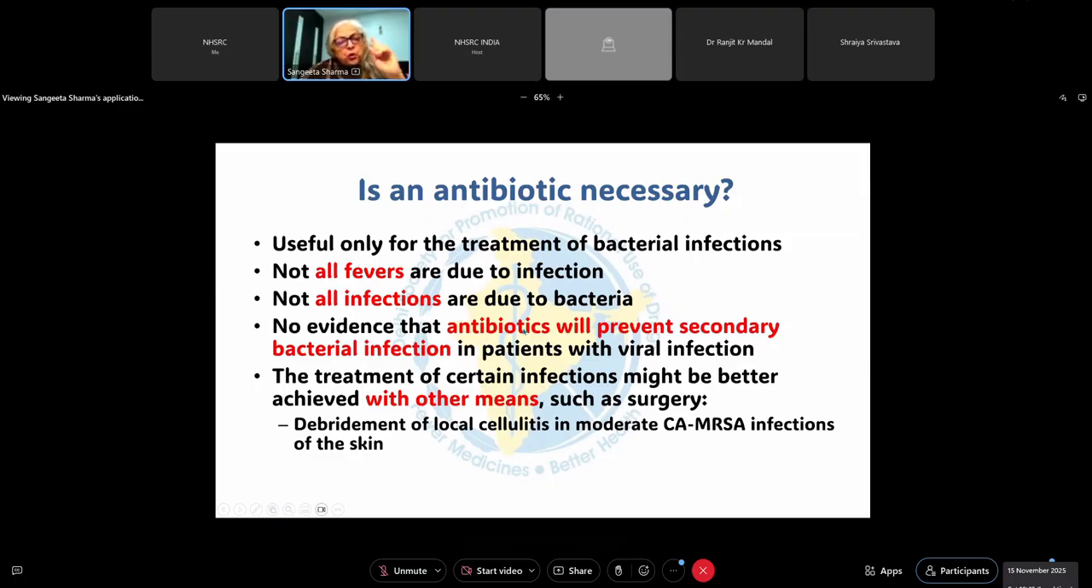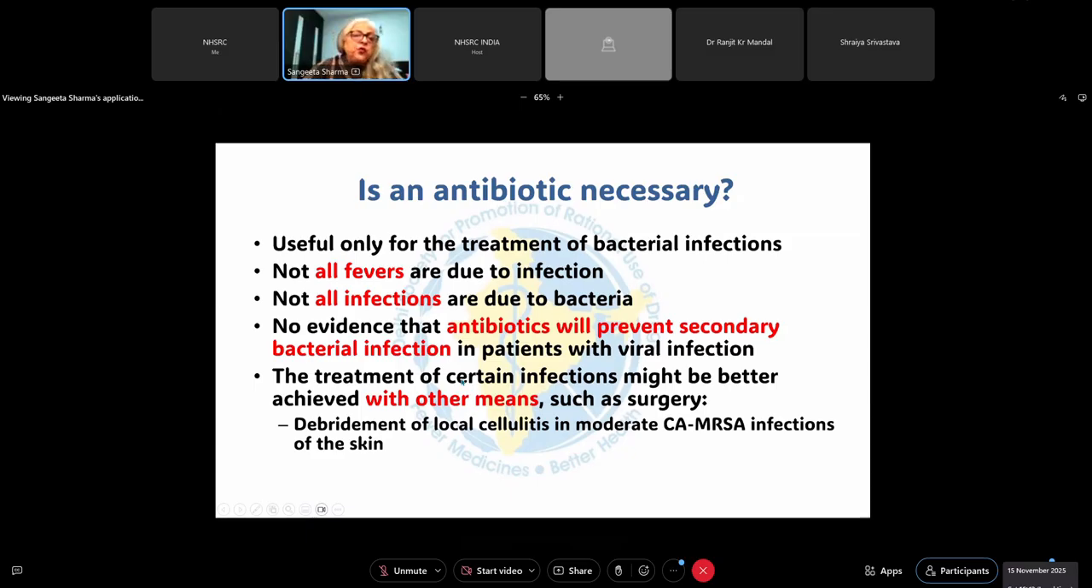And there is no evidence that antibiotics will prevent secondary bacterial infection. That's not the right approach, because they don't prevent secondary infections. When it develops, you can always give, but just don't give them prophylactically. Prophylactic use is only for surgeries, not here. And then try to see if you can manage the infection with other means.